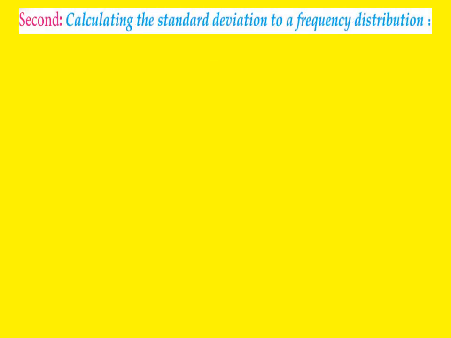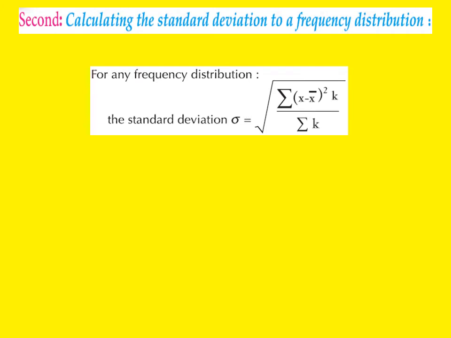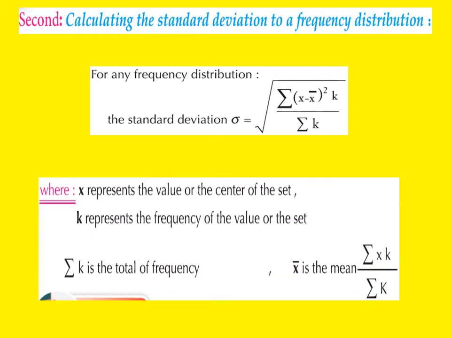Second, calculating the standard deviation through a frequency distribution. For any frequency distribution, the standard deviation sigma equals square root of sum of (x minus x bar) all to the power 2 multiplied by k over sum of k, where x represents the value or the center of the set, k represents the frequency of the value or the set, and sum of k is the total of frequency, and x bar is the mean equals sum of xk over sum of k.